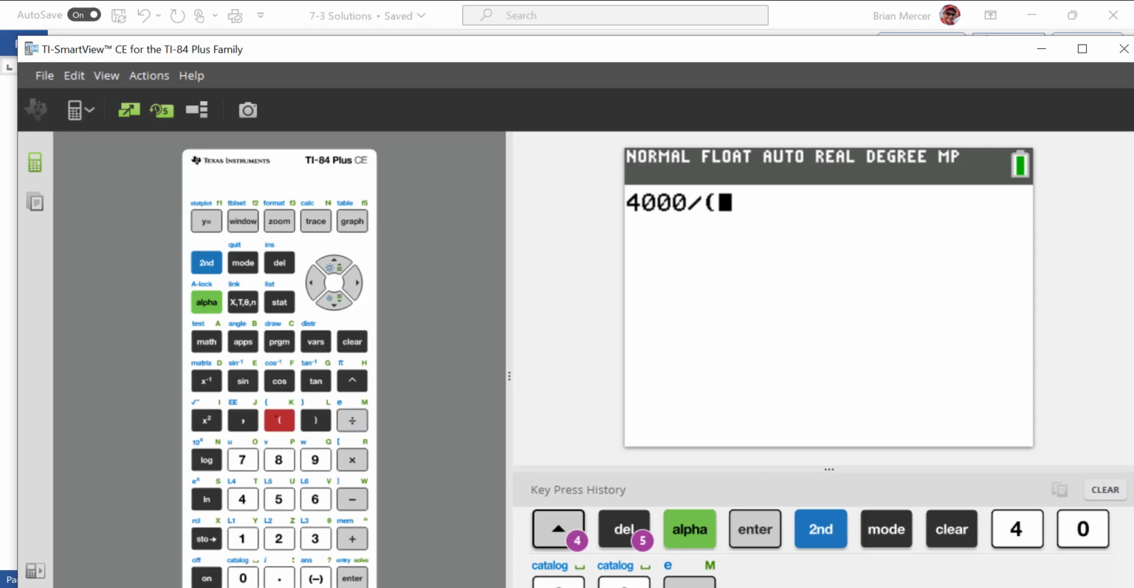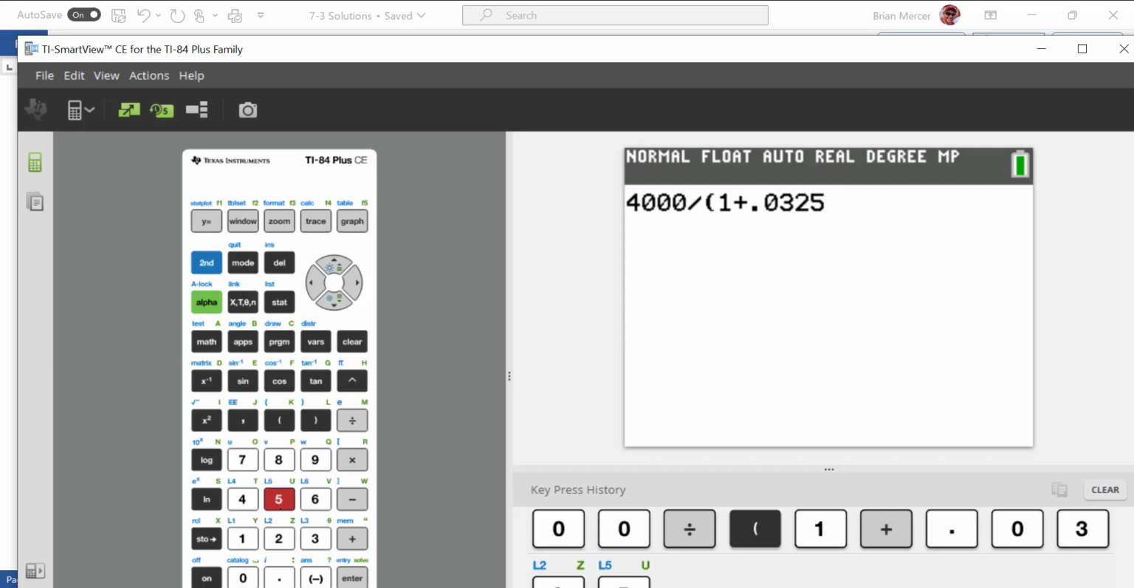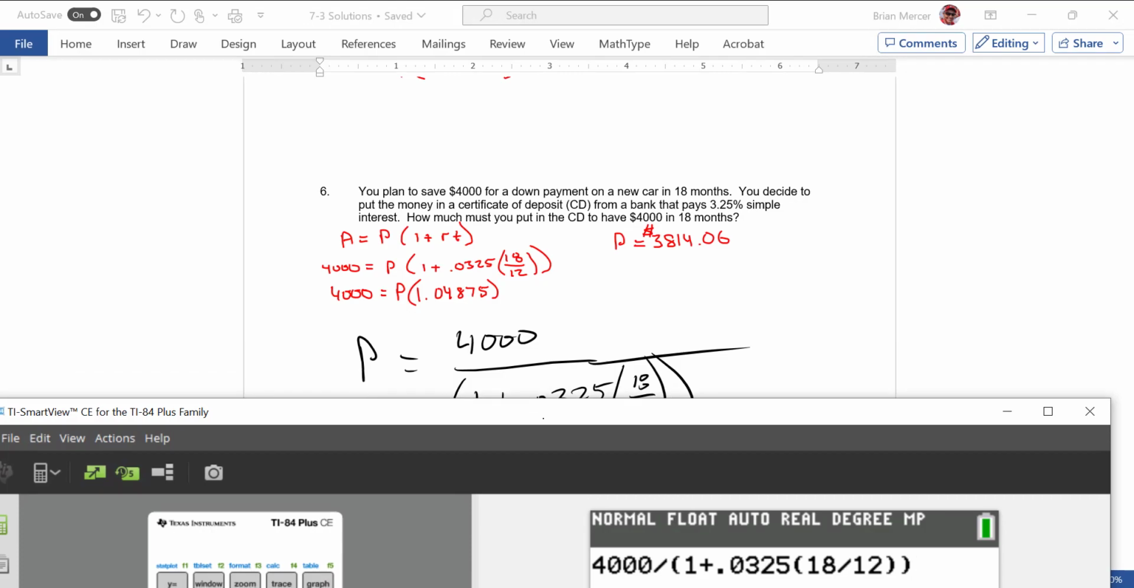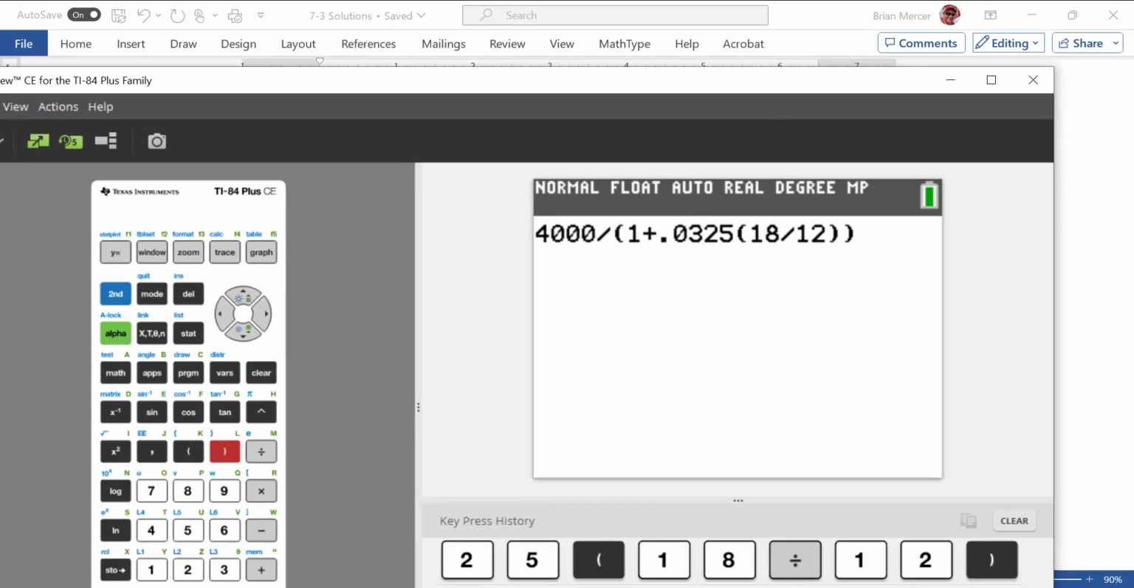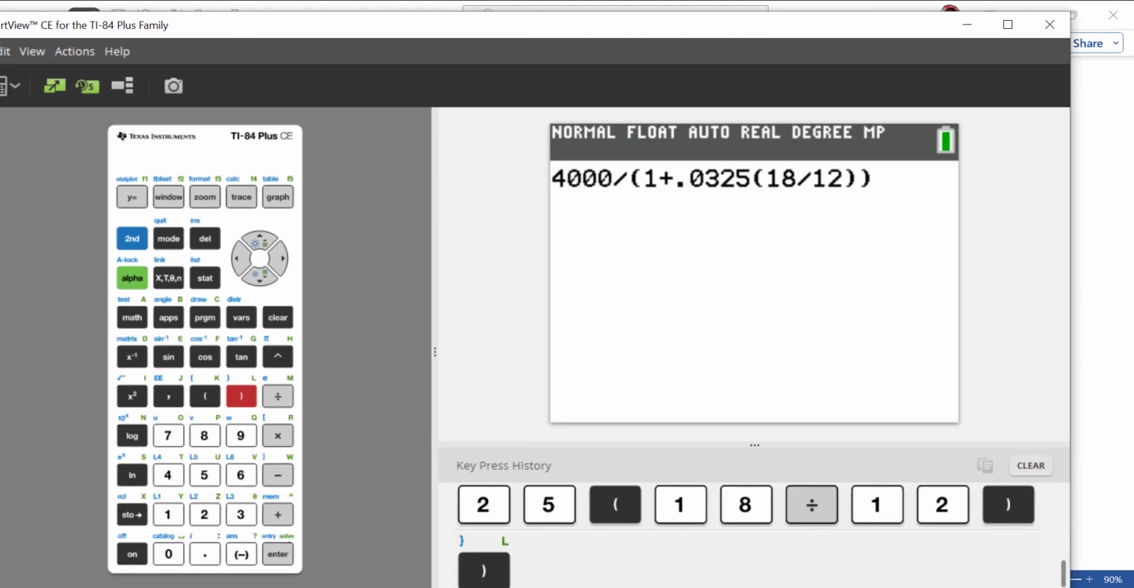divided by parentheses 1 plus 0.0325 times 18 twelfths, and then close. So double check that, make sure I didn't miscopy 0.0325. Yep, times 18 twelfths. And so notice that parenthesis there and there is my entire denominator. The 1 plus whatever, that was just the inside. And now when I press enter, I get that same value, 381406.